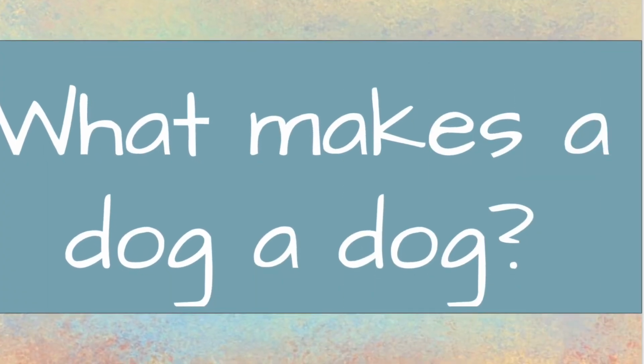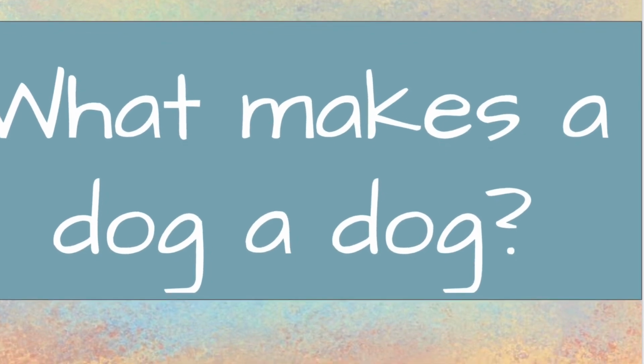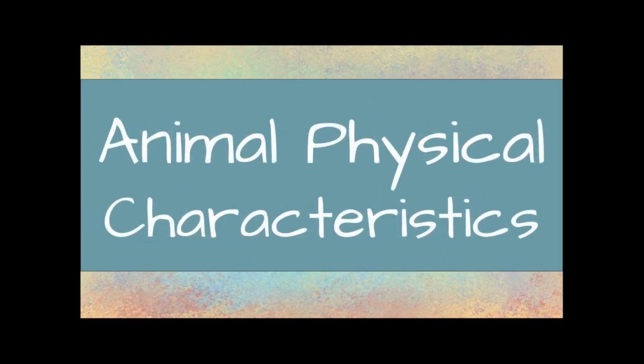But how do we know he's a dog? What makes a dog a dog? How do we know he isn't a frog? What makes a dog a dog? To answer this, you're going to have to look at an animal's physical characteristics. That means everything about the outside of the dog or animal.